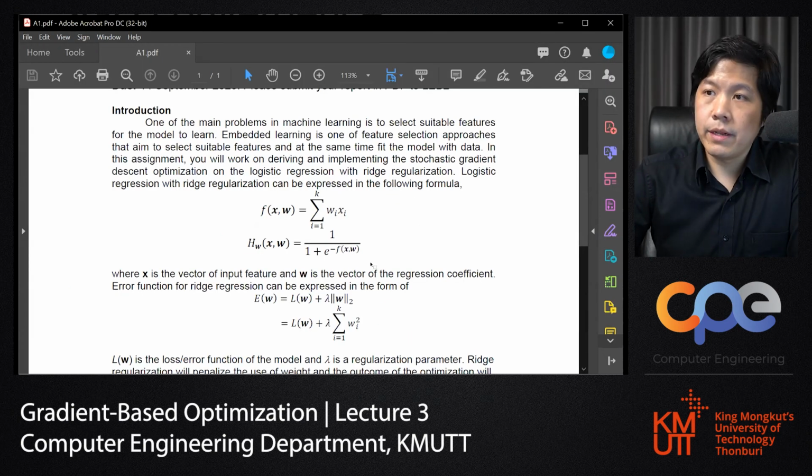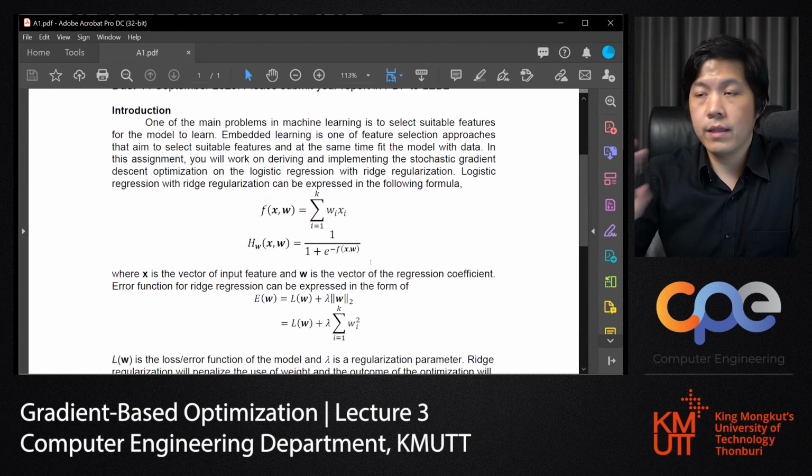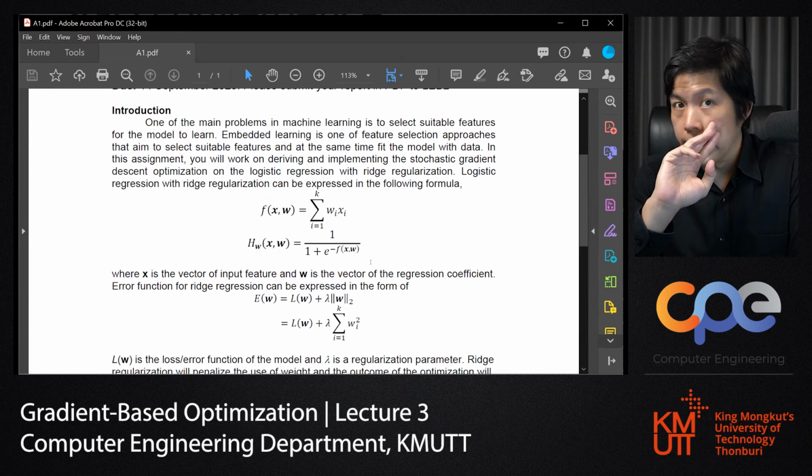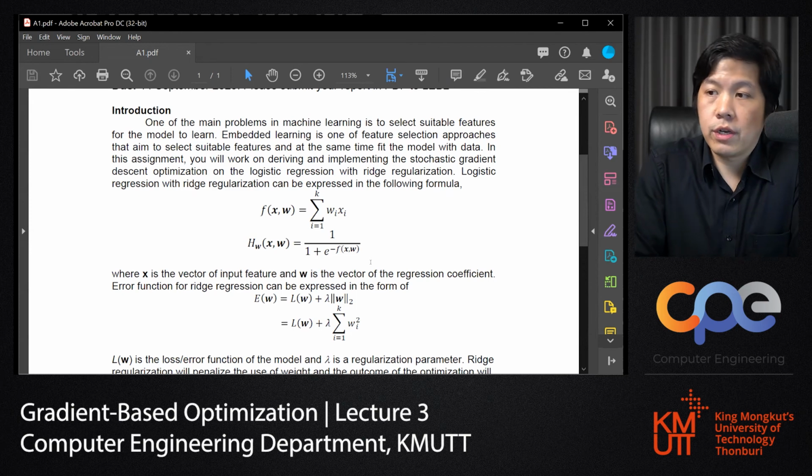Right, this is an assignment. The submission would be in 2 weeks. You have about 2 weeks to do the job here. So here is the equation for the logistic regression.